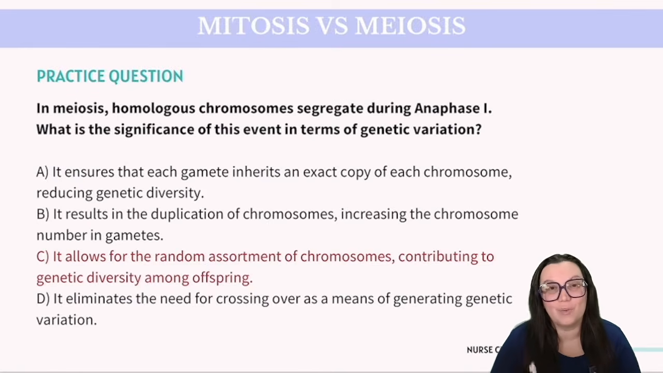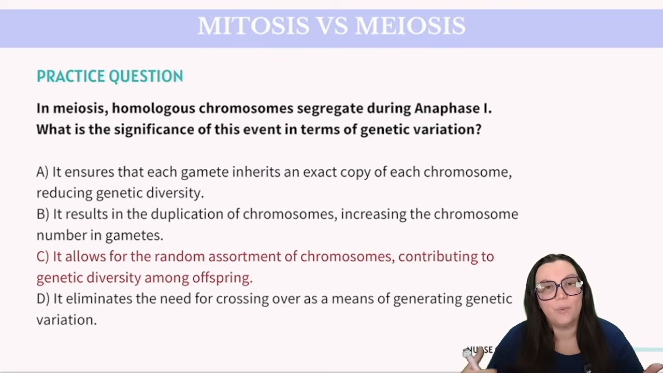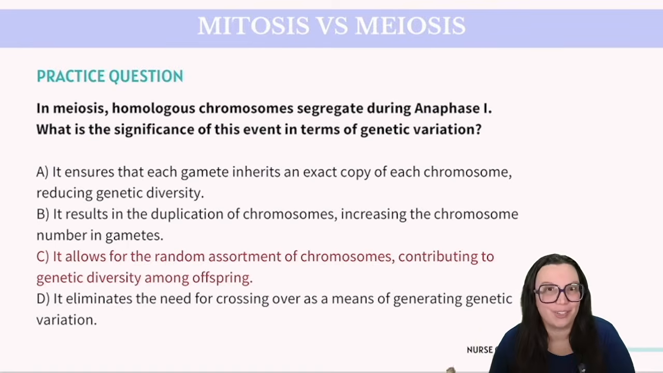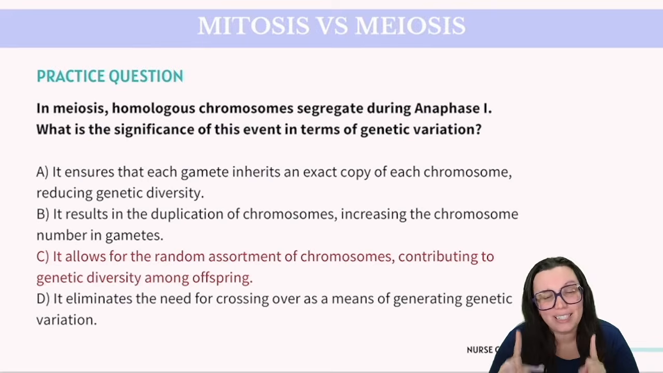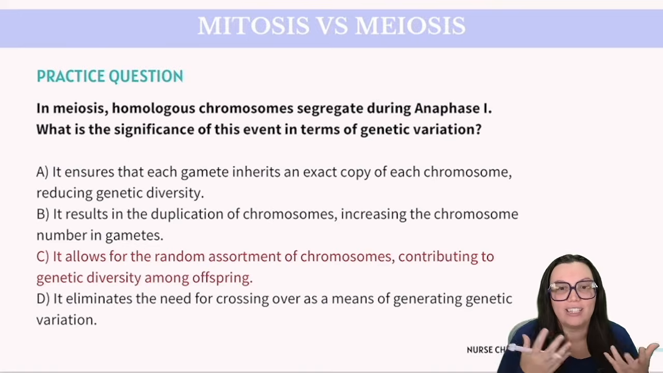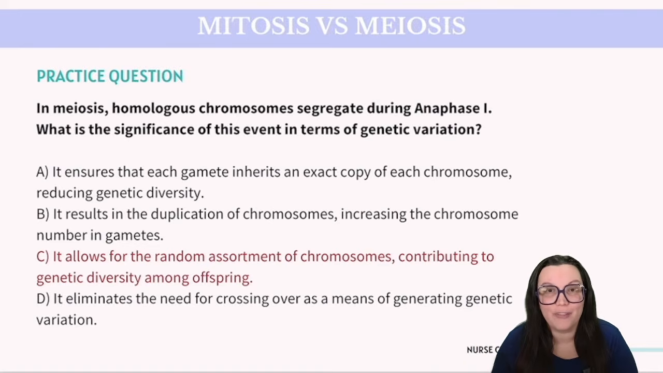So during anaphase 1 of meiosis, homologous chromosomes are pulled apart to each end of the cell. This segregation allows for that random assortment of chromosomes, meaning that each gamete is going to receive a mix of maternal and paternal chromosomes. This is really significant when it comes to assortment because this random assortment is going to contribute to that genetic diversity among the offspring as it produces a variety of potential genetic combinations.